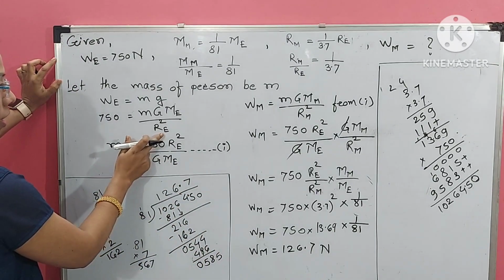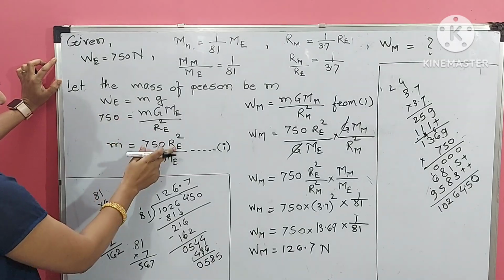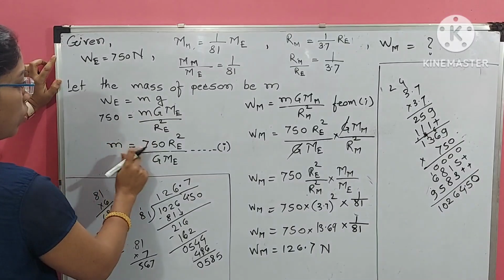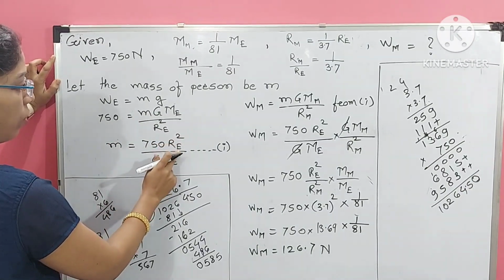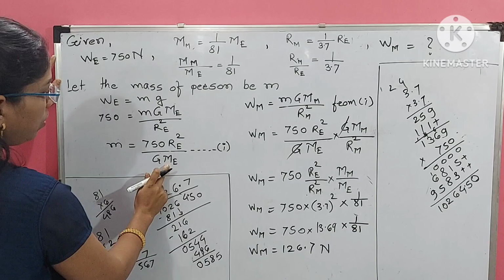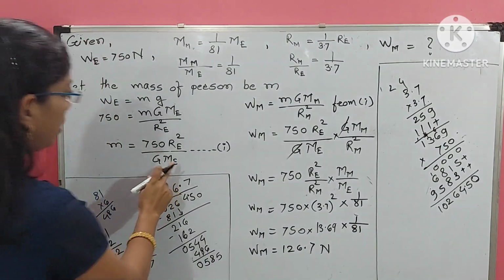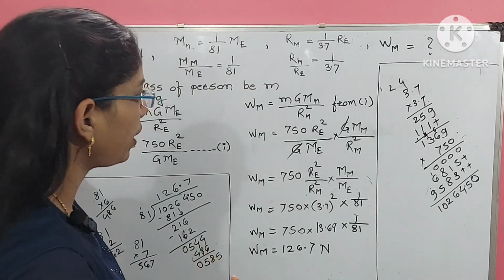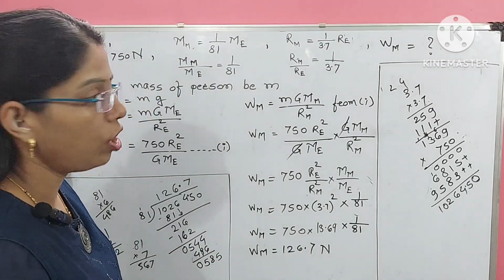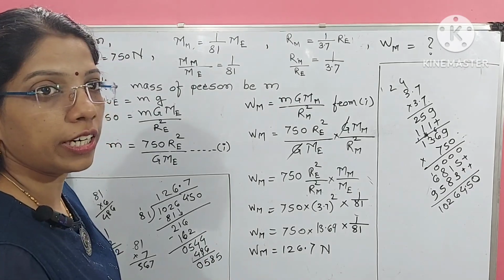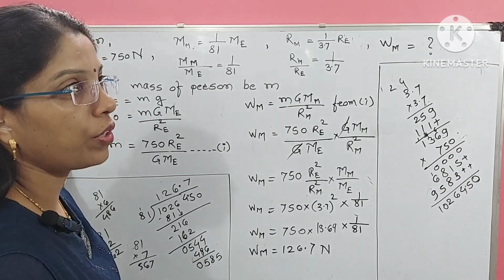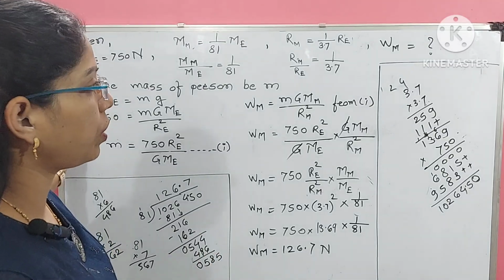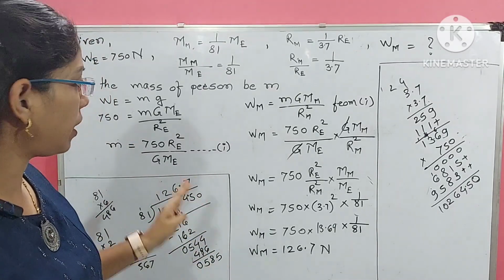So this denominator Re square goes in the numerator by changing the side, and these values go in the denominator. So m is equal to 750 as it is, Re square, radius of earth square, upon G, mass of the earth as it is. We can use this value for the weight of the person on moon also, because we have just seen in the derivation that the mass of the person or object remains the same from one planet to another. On all planets mass remains as it is.